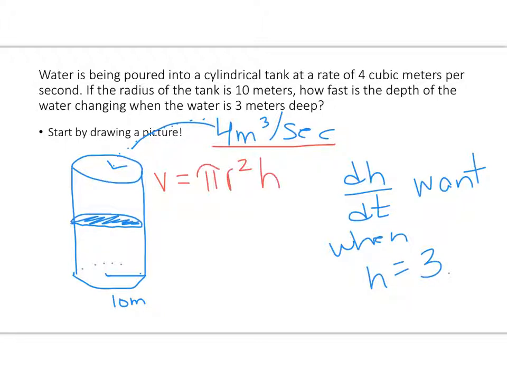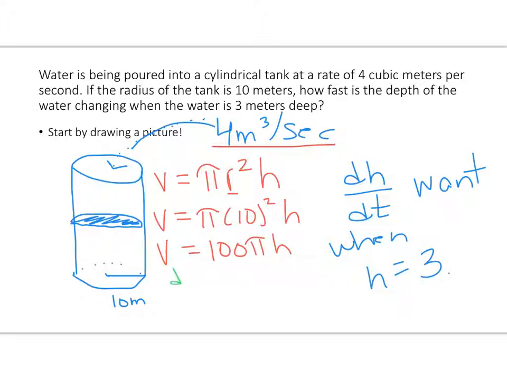Now, for this problem, my radius is fixed. The radius never changes. The volume depends on the height, and the height is changing depending on how much water is in the tank. But even if it's empty, that radius is still 10. So I'm going to rewrite this by plugging that in. So this is pi times 10 squared h. So my volume is 100 pi times h. Now I have my equation. I have it with the minimal number of variables I need. Now I'm going to differentiate it.